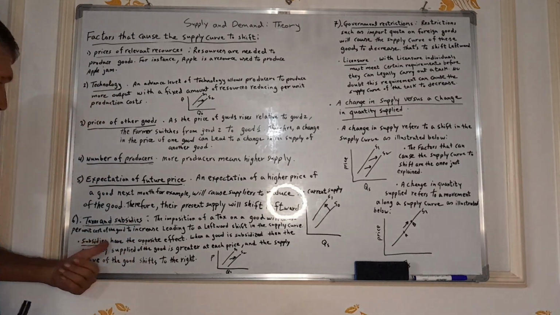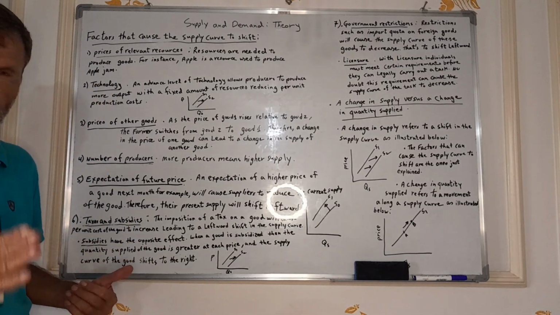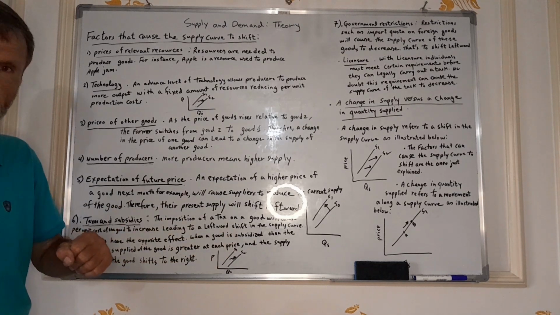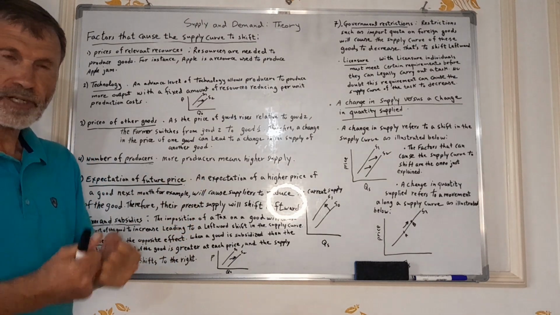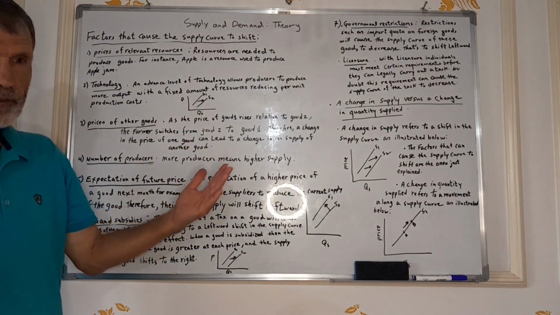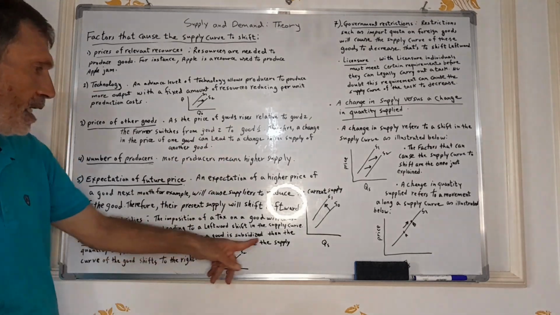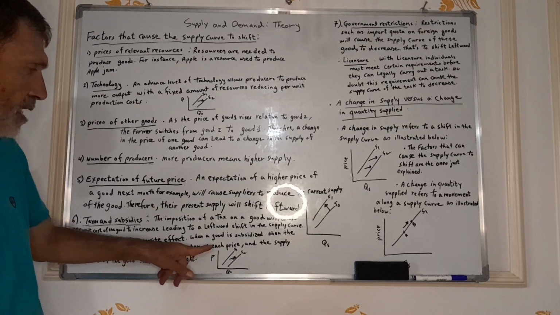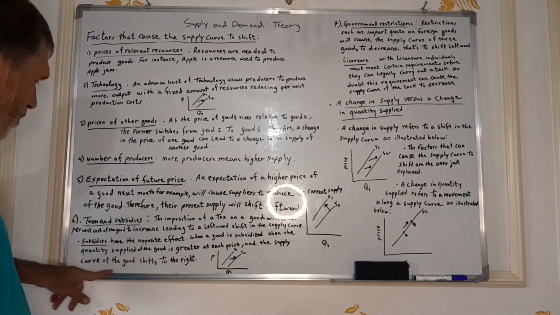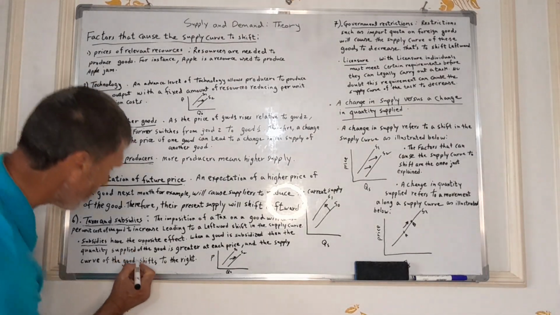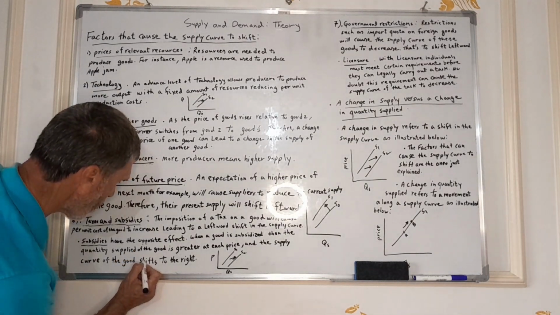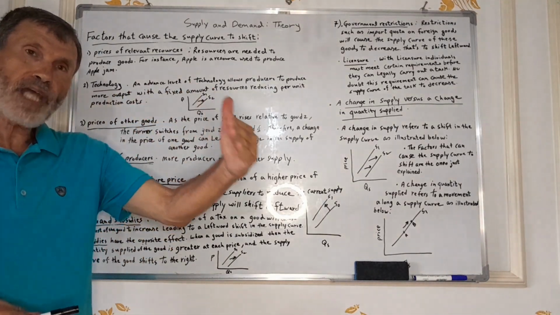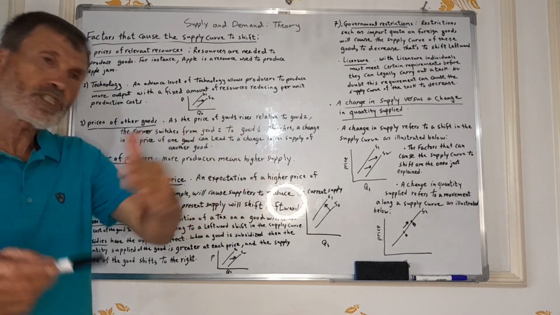However, the subsidy has the opposite effect. Of course, when a good is subsidized, that is, getting help from the government or from other agencies, then the quantity supplied of the good is greater at each price, and the supply curve of the good shifts to the right. So the imposition of a tax can cause the supply curve to shift to the left.